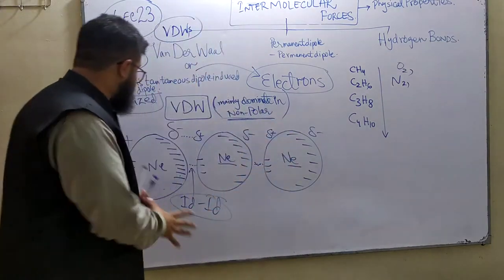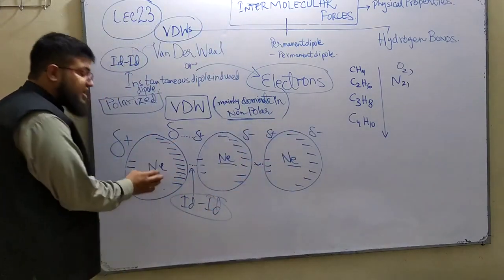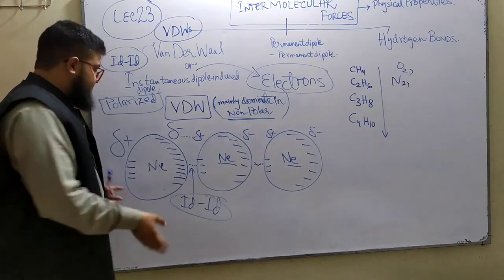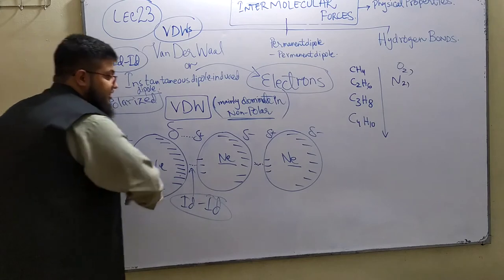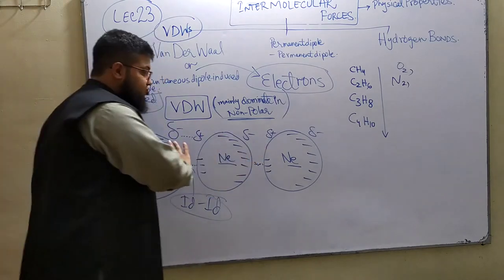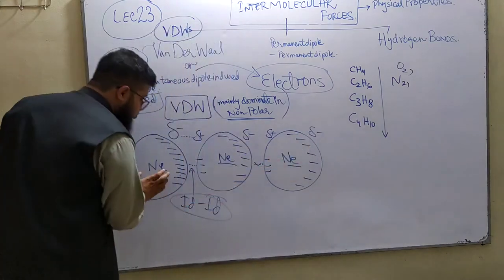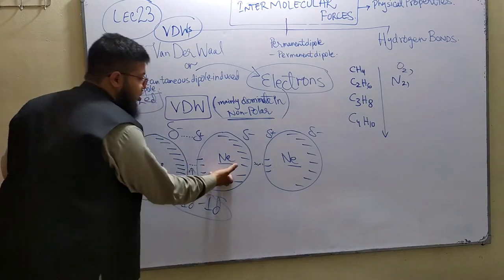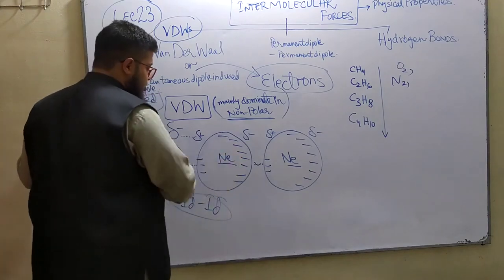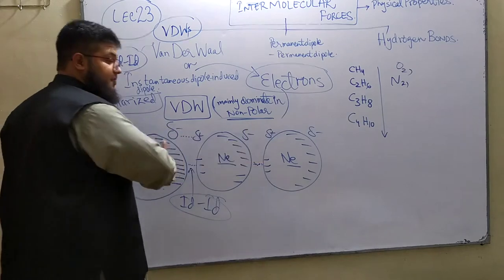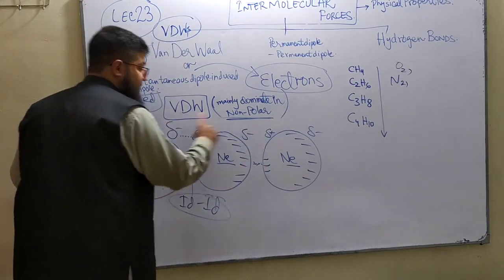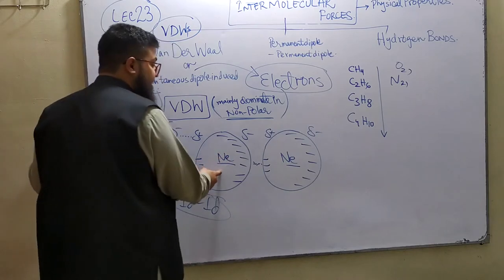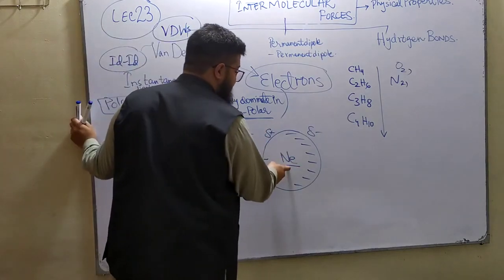Why instantaneous? Because it was a short instant during which this dipole was made, right? And induced dipole, because due to this dipole, more dipoles were induced in the neighboring molecules. The neighboring neon molecule also gained a dipole. It caused the electrons to accumulate on one side and the other side to become electron deficient, polarizing the neighboring atom, and the same would happen to the next atom, and so on.